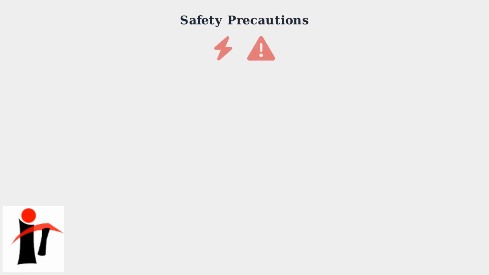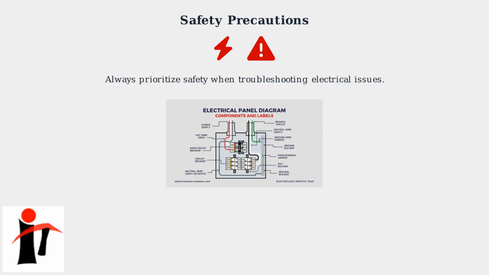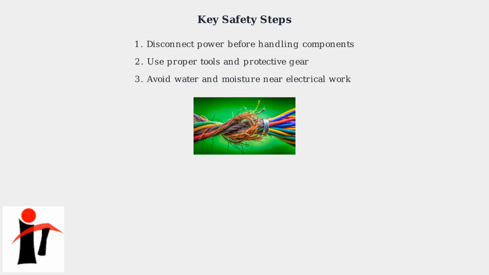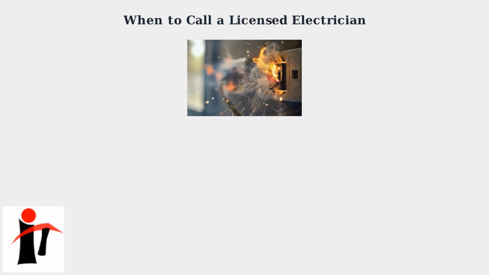Always prioritize safety when troubleshooting electrical issues. Electrical work can be dangerous, so take precautions to protect yourself and your equipment. Key safety steps include disconnecting power before touching any electrical components. Use insulated tools and wear protective gear like gloves. Never work near water or moisture, as it increases the risk of electric shock. If you're uncomfortable working with electricity, or if the problem persists after trying basic troubleshooting, consult a licensed electrician immediately.